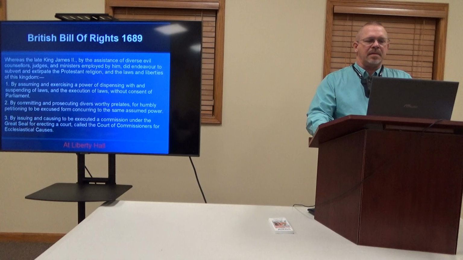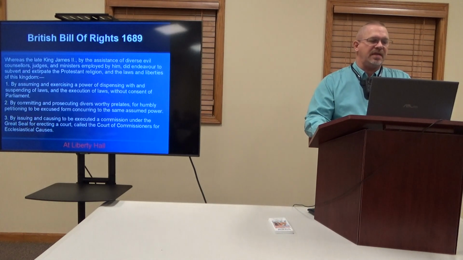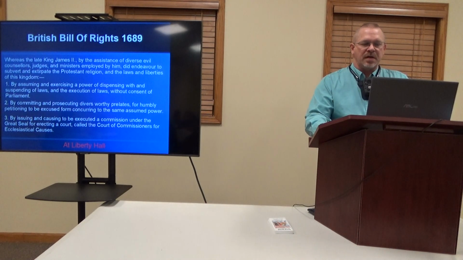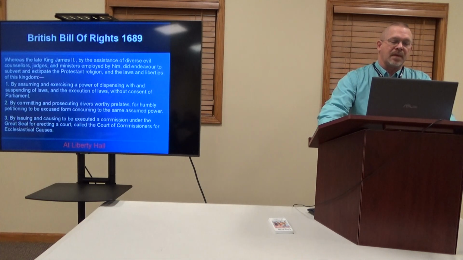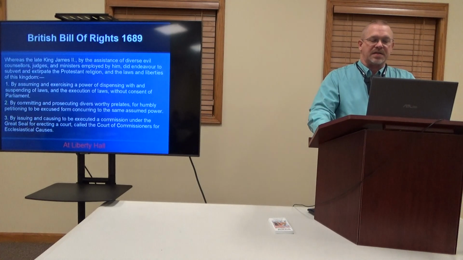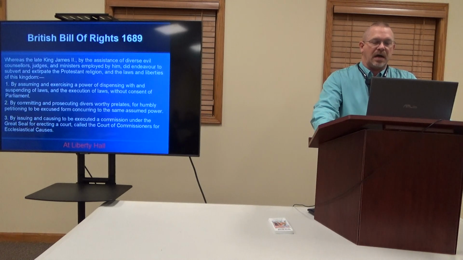Whereas the late King James II, by the assistance of diverse evil counselors, judges, and ministers employed by him, did endeavor to subvert and extirpate the Protestant religion and the laws and liberties of this kingdom, 1, by assuming and exercising a power of dispensing with and suspending of laws and the execution of laws without consent of Parliament, by committing and prosecuting divers worthy prelates for humbly petitioning to be excused from, concurring to the same assumed power. By 3, by issuing and causing to be executed a commission under the Great Seal for erecting a court called the Court of Commissioners for ecclesiastical causes.